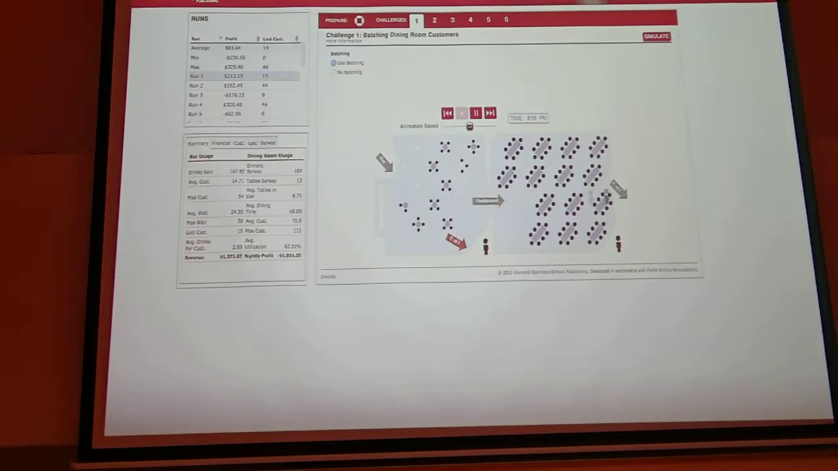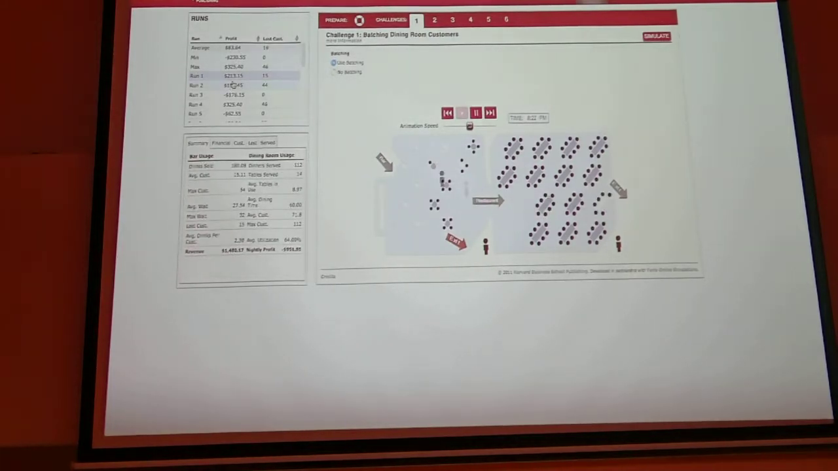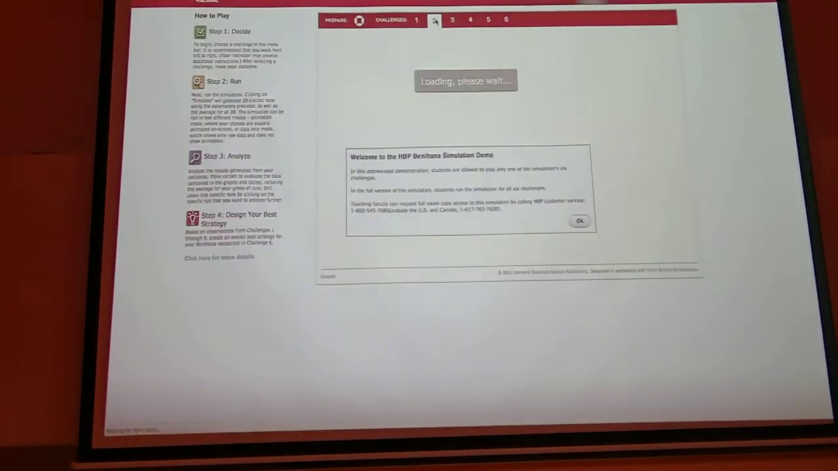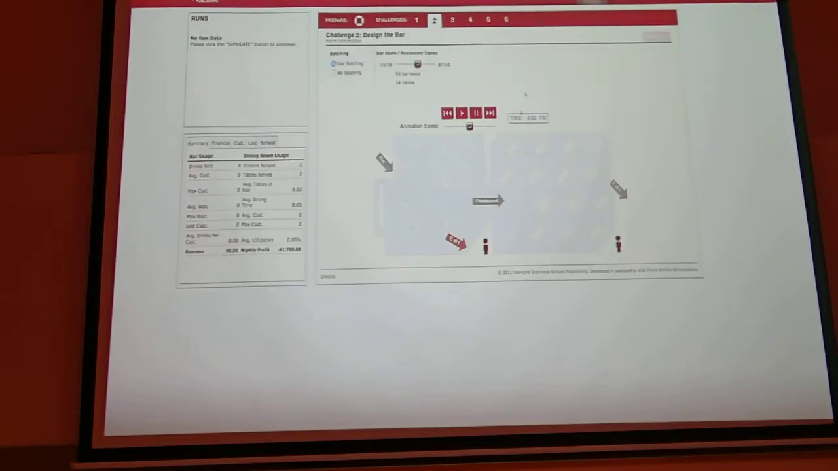Anyway, this is another one of these simulations where you're comparing results. Every time you run it, you're looking at the average, the min, the max, and then 20 individual runs of this model. And I can animate any one of them. There's a variety of challenges. What if you make the bar bigger, or the restaurant smaller, or vice versa? What if I make the restaurant really big and the bar really small?